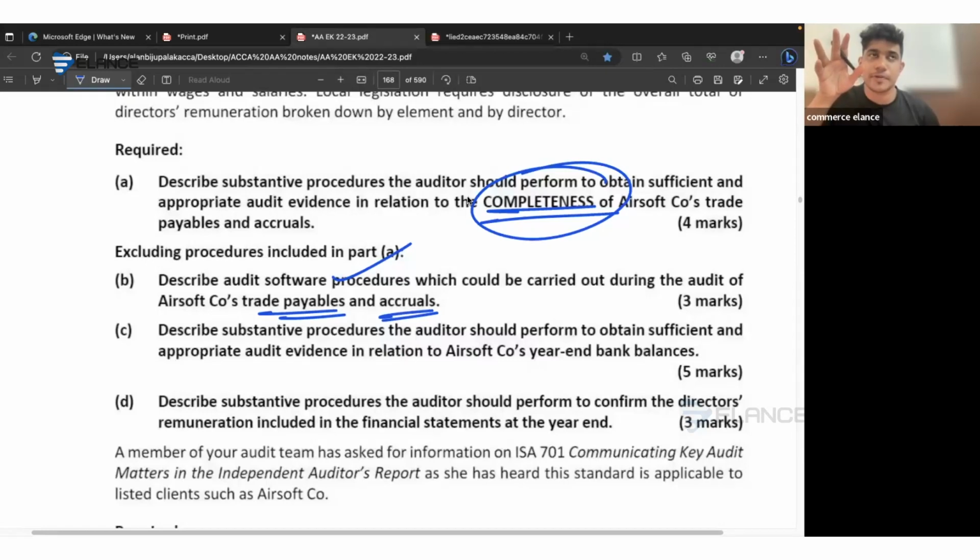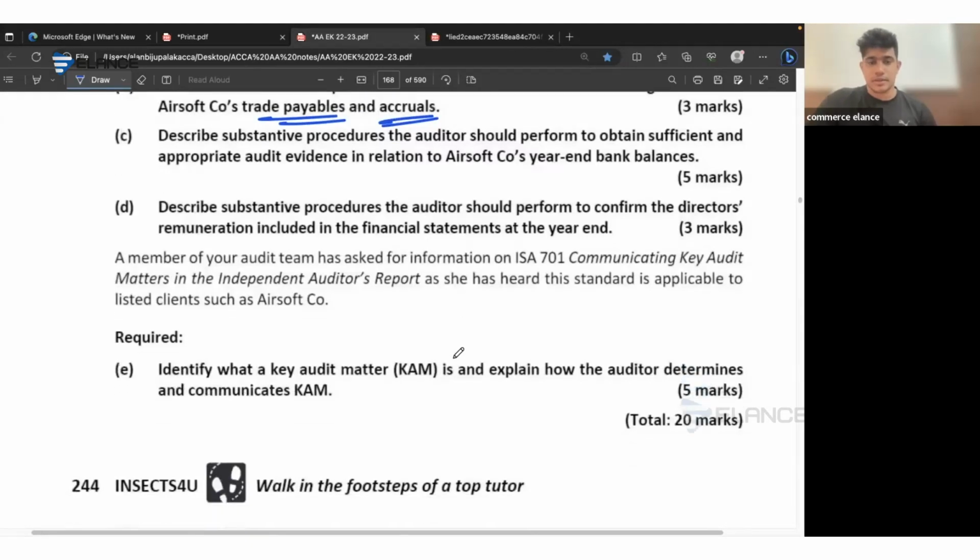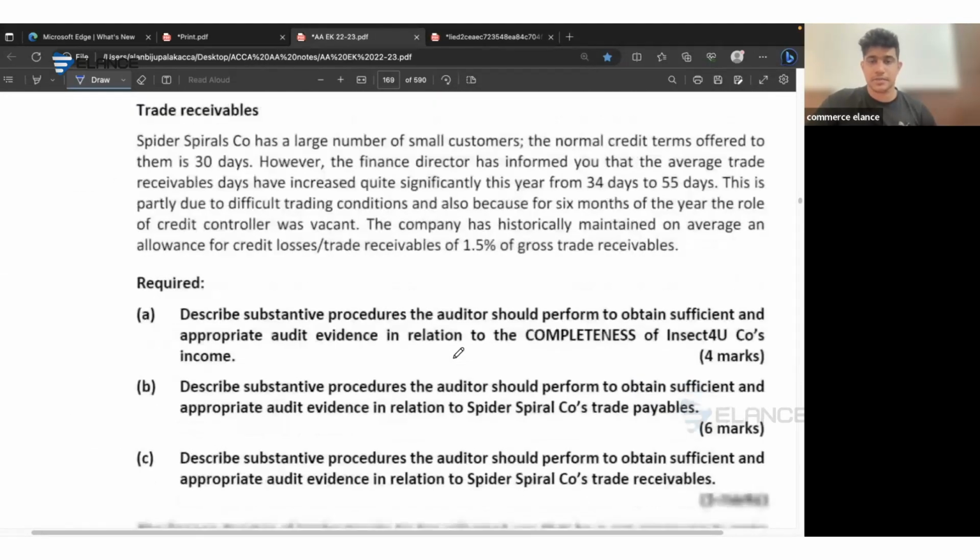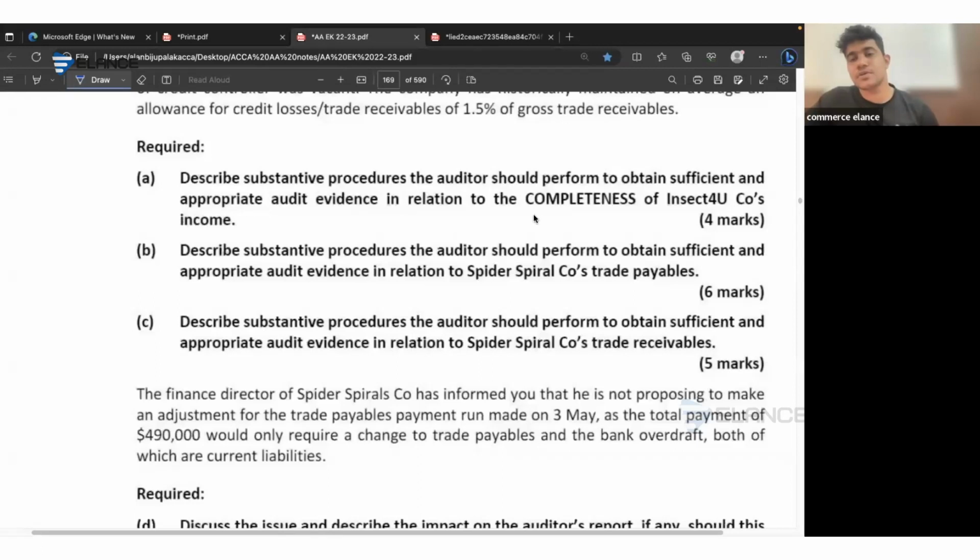It can be used for the purpose of performing cutoff testing, then selecting a representative sample for the purpose of analytical procedures, and what else? For recalculation, right? Okay. Then directors' remuneration they have asked there. Then again, see, they have asked us for substantive procedures in relation to completeness of the company's income. So it's trade receivables and revenue. So you can use the trade receivables and revenue related points to confirm the completeness.